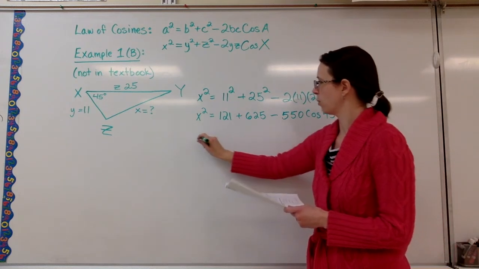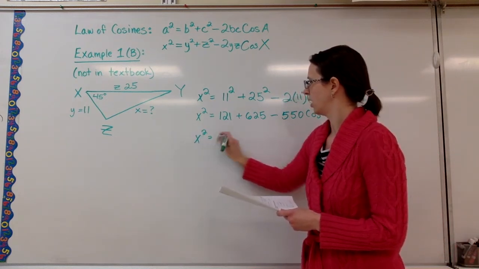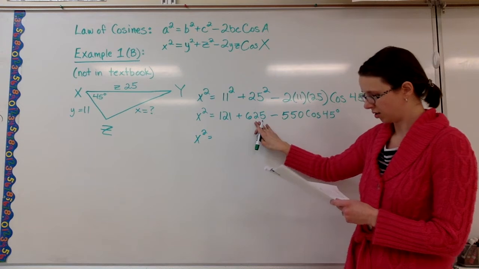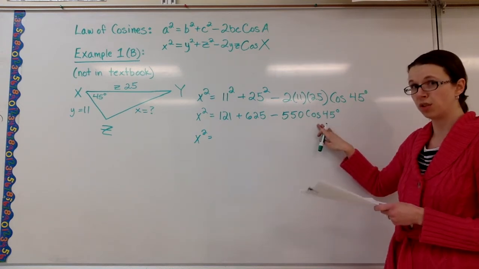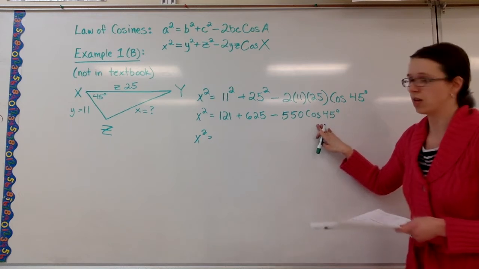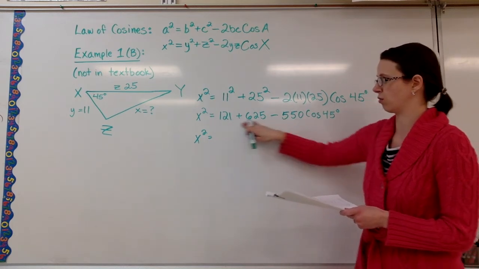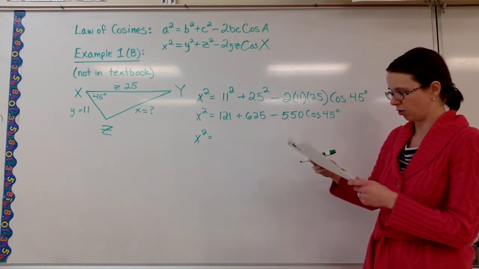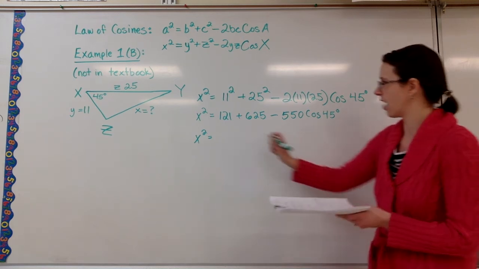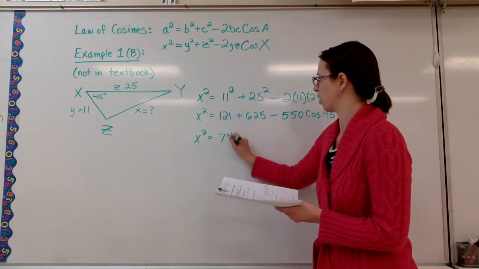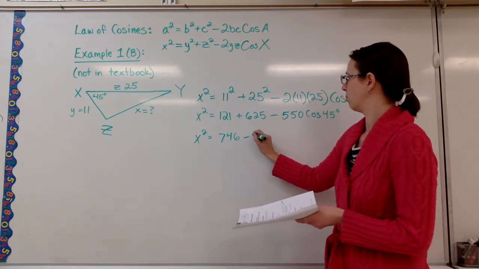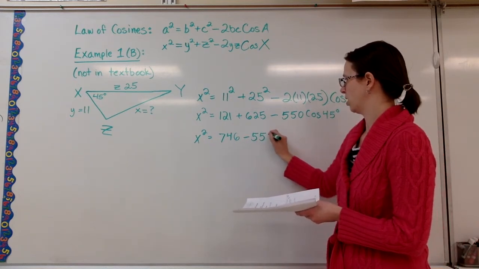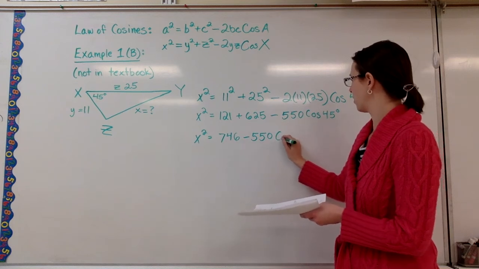Simplifying a little further, we're going to have X squared. Adding these 2 constants only. Don't try to add this one. This 550 is glued to the cosine of 45. You can't put it into this 3 number contribution there. So we're going to have 746 with just the first 2 numbers added. 746 minus 550 cosine of 45 degrees.